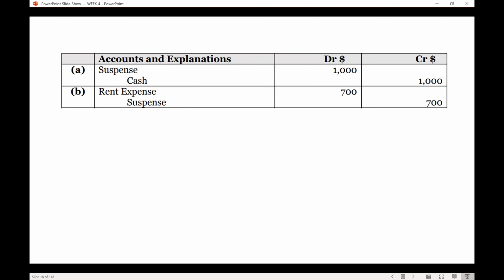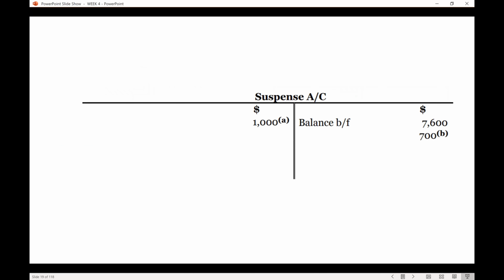So the entry for this is a debit of $700 to rent expense, and the other side of this error, because it is an error, is a credit to our suspense account. We're showing what it looks like here in our suspense account, where we have a credit of $700. Remember, in your rent expense, you would have had a debit of 700.